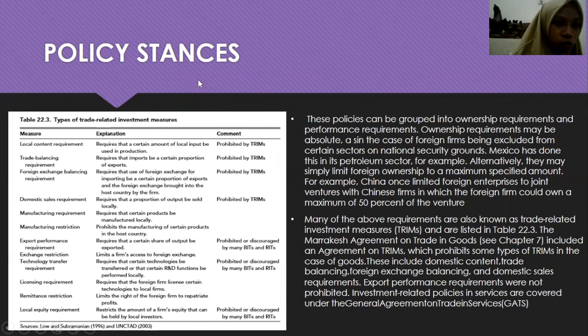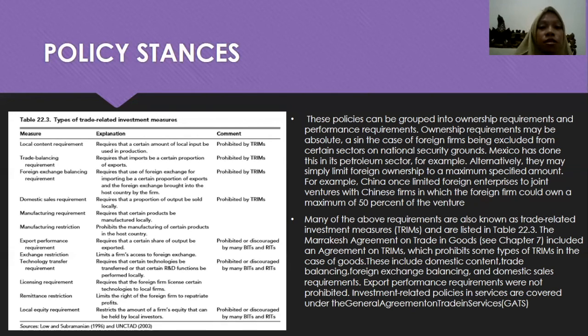So we go to the table here. The measure is local content requirements. The explanation is that this requires that a certain amount of local input be used in production. It's commonly prohibited by TRIMs. The next measure is trade balancing requirements. The explanation is that it requires that imports be a certain proportion of exports. Like the local content requirements, it's commonly prohibited by TRIMs.